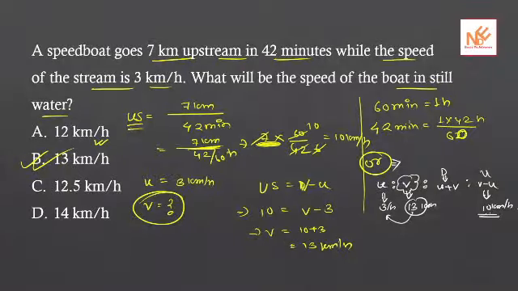And what is the value of downstream? 13 plus 3 equal to 16 kilometer per hour. But in this question we have to find the speed of the boat in still water, which is 13 kilometer per hour. If the question asks for the value of the downstream, then the result will be 16 kilometer per hour. But in this question it just asks for the speed of the boat in still water, so the answer is 13 kilometer per hour. Okay, thank you.